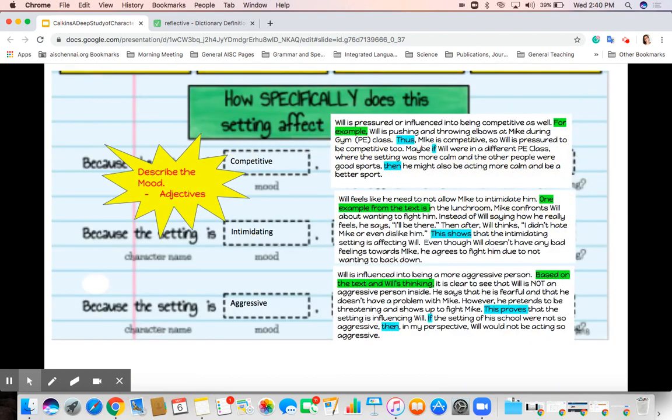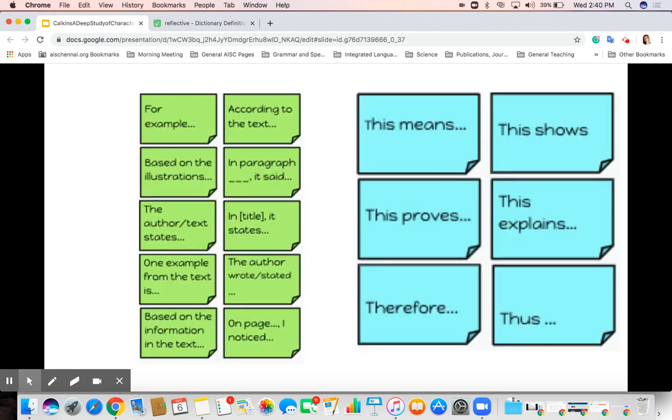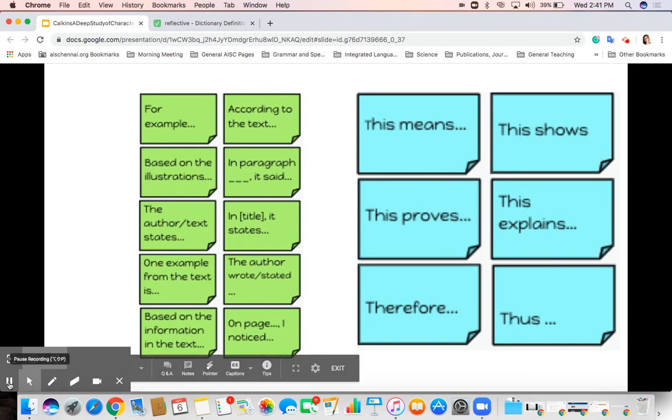All right, grade 5. In the end, please use these reading slides to help you in your work today. The very last slide is our evidence and analysis sentence stems to help you with your writing. Happy reading, happy writing.